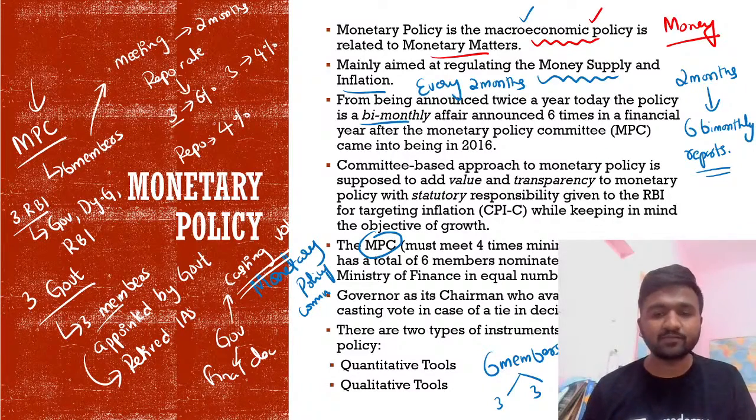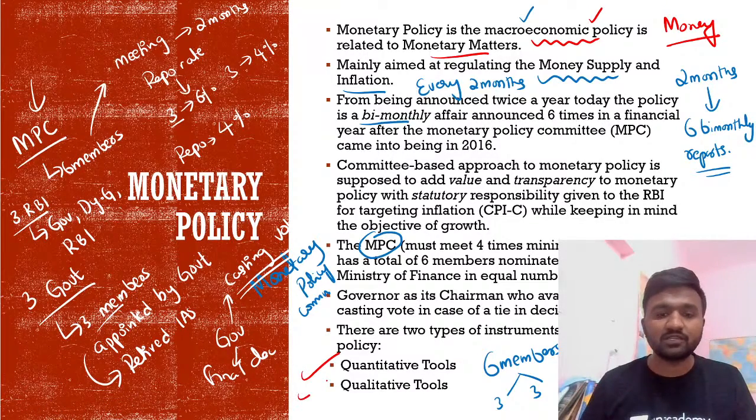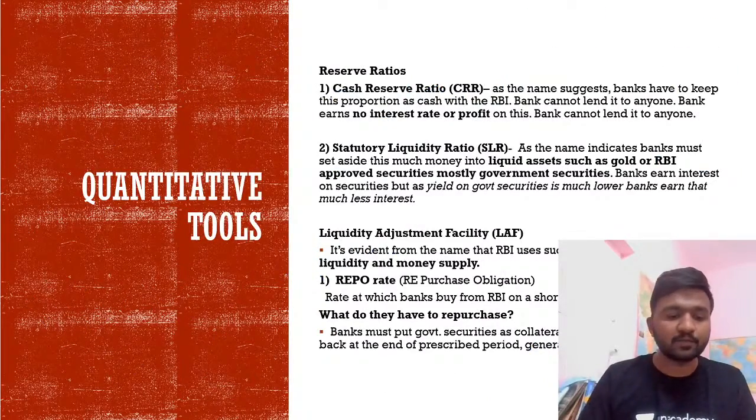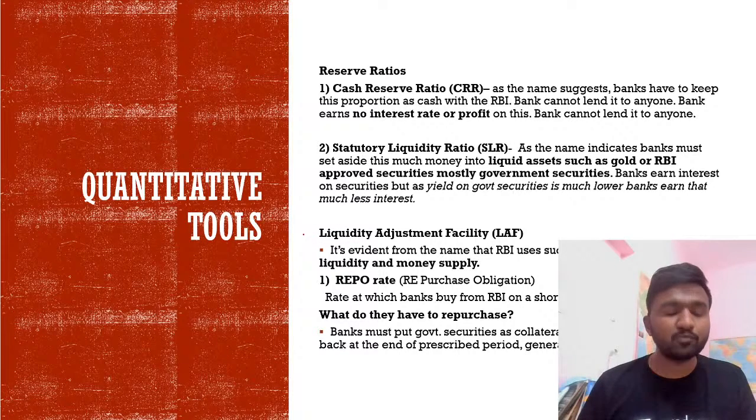Then there are two types of instruments in our monetary policy. One is your quantitative tool, another one is your qualitative tool. We will see what are those. In quantitative tools, we have many tools. Some we will call cash reserve ratios. Some group of quantitative tools we call liquidity adjustment facility.